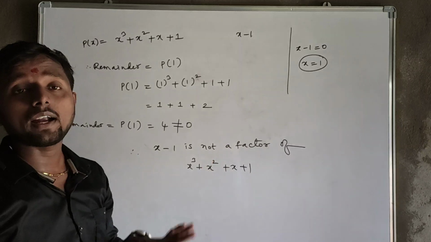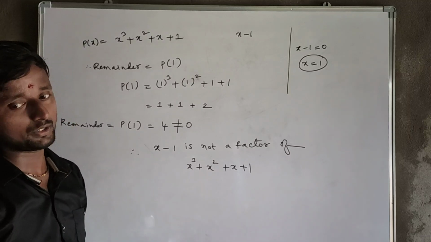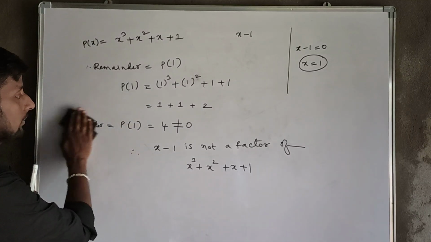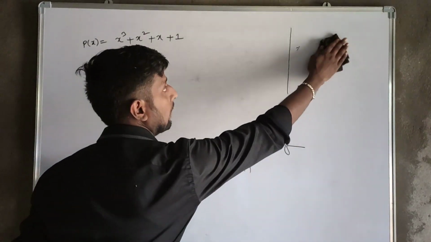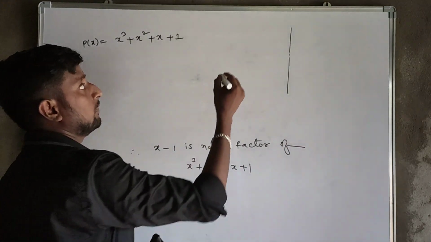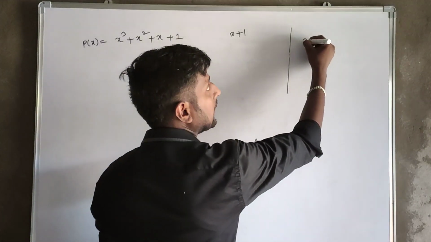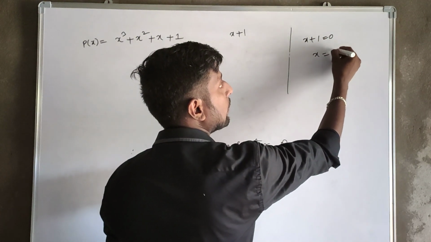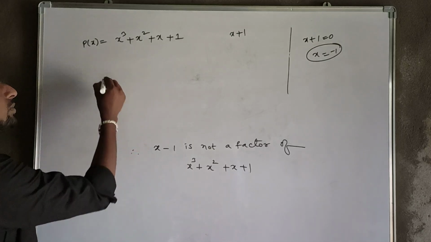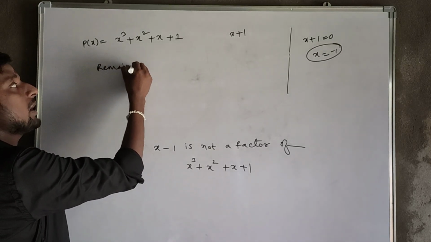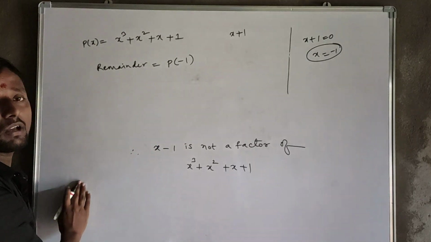To check whether it is a factor or not, we need only one confirmation: whether the remainder is 0 or not. Same example we'll see. x plus 1 I have taken. So here I'll write x plus 1 is equal to 0, x is equal to minus 1. So we should use minus 1 for the remainder. The remainder is p of minus 1.